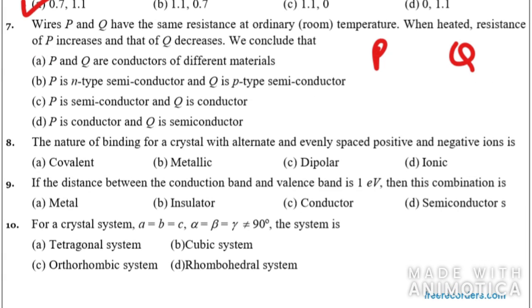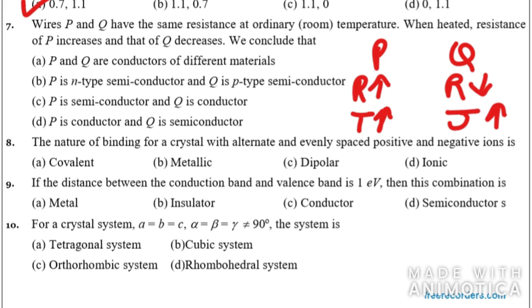The question says that wires P and Q have the same resistance at ordinary temperature. When heated, the resistance of P increases and that of Q decreases. That means the resistance value for P increases as the temperature is increasing, and the resistance of Q is decreasing as the temperature is increasing.